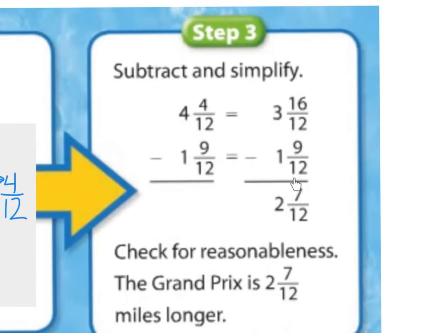Now I'm asking myself, can I actually subtract this now? Well, if I have 16 slices, can I take away 9? Yes, I can. I'll get 7. And then 3 minus 1, the whole number is next, I'll get 2. So here's my actual answer. The Grand Prix is 2 7/12 miles longer.